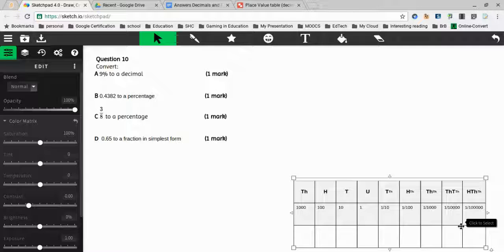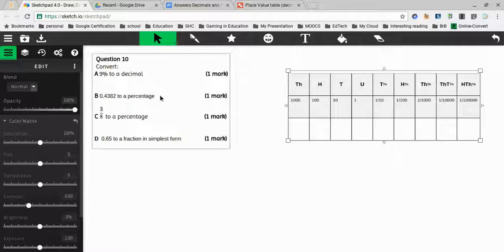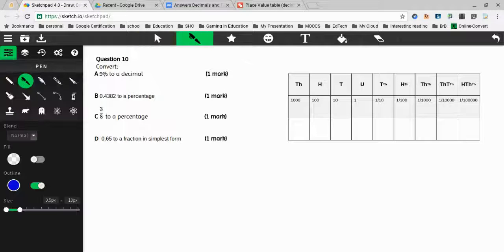In question 10, we're asked to do some more conversions. These ones aren't quite as easy as the earlier ones. So our first question is asking us to convert 9% into a decimal. So that's 9 parts out of 100. If we were writing that as a fraction, we would be writing 9 over 100. So in our place value grid, we're doing 9 out of 100. So that's 9 parts out of 100.